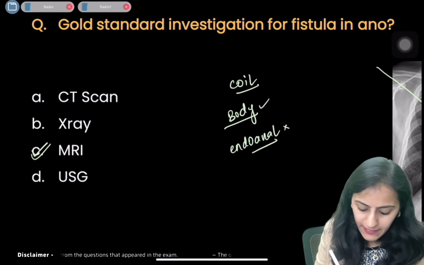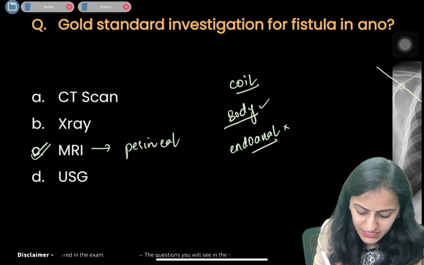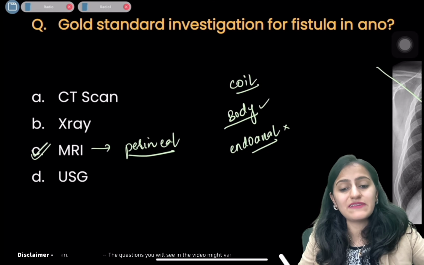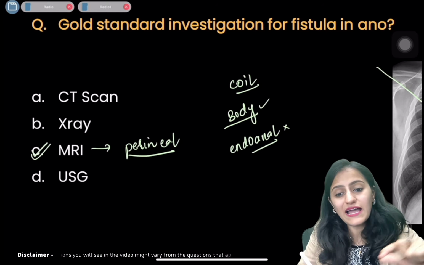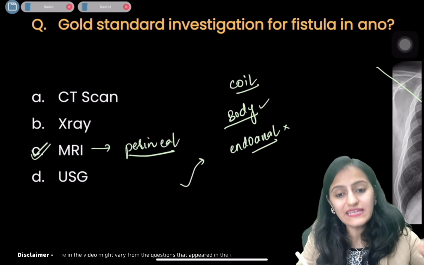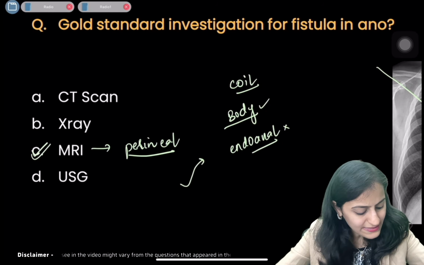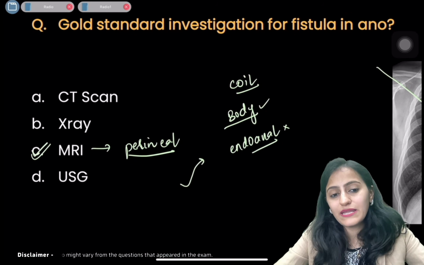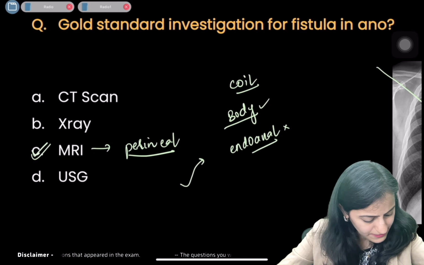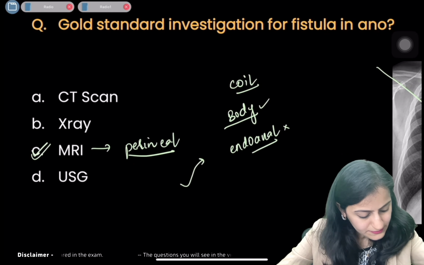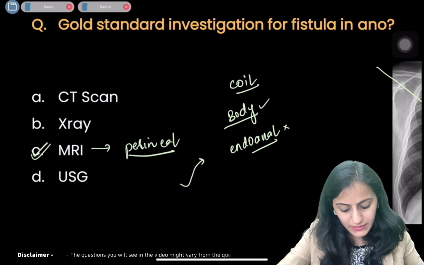So in MRI, as a general principle, remember that for perineal pathologies, MRI is the investigation of choice, right? It helps you identify the tracks very definitely. You know how the track is, where it is going, that can be identified very well on MRI. Okay? Clear with everyone?